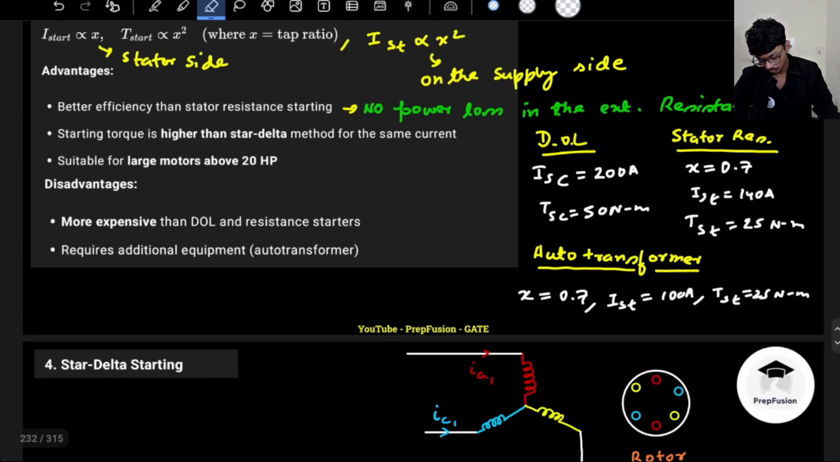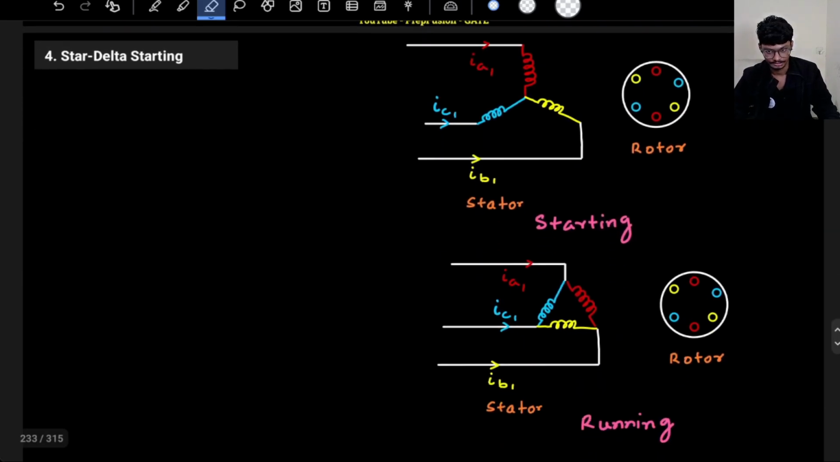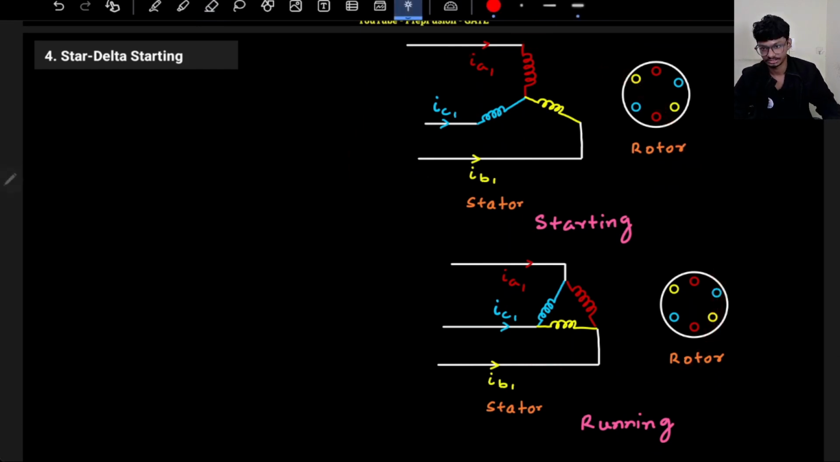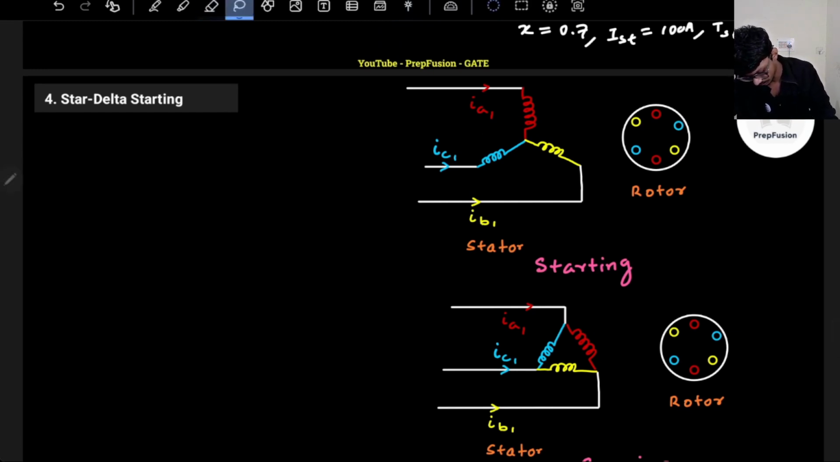Okay, so let's now discuss the other method, that is the star delta starting. Before explaining all this, I want to write down a few equations, right? So in this method, we will start our motor using the star connection. By default our motor will be in delta connection, but I will give star connection. Okay, this is wrong actually. This is not correct, right?